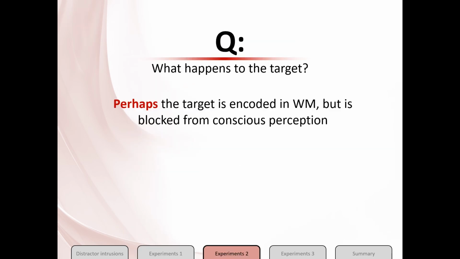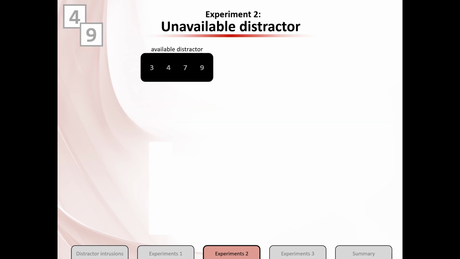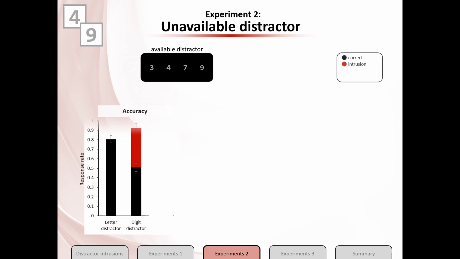In a second experiment, we ask, perhaps the target is encoded in working memory, but is blocked from conscious perception. So how do we test that? First, the response possibilities were limited to 4 at a time. If you remember, in the original example, the target was 4 and the distractor was 9. So in this kind of response screen, the distractor was one of the possible responses.